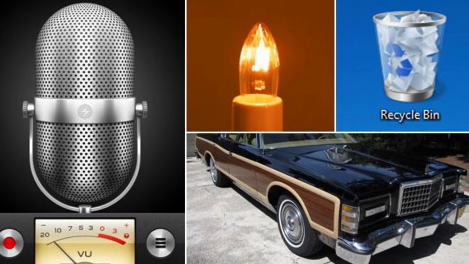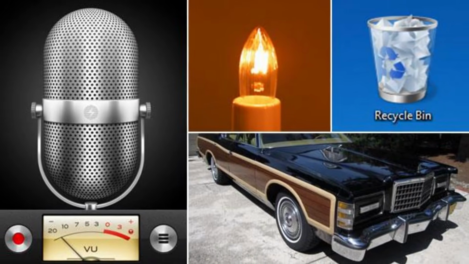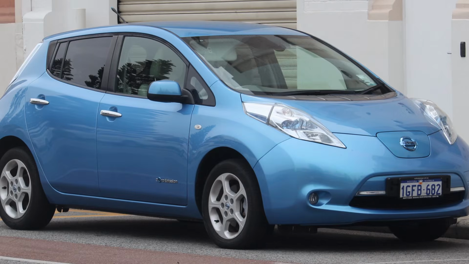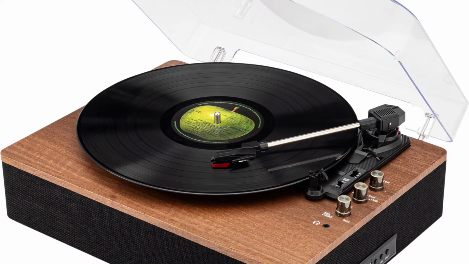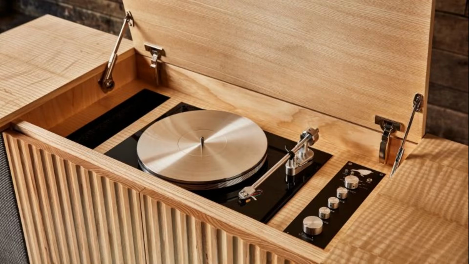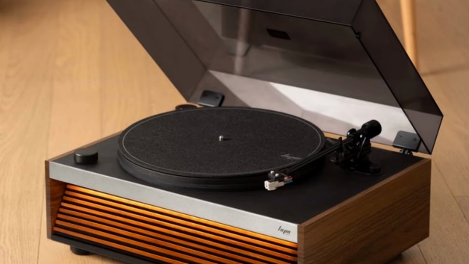Skeuomorphism has always been around. It exists in the physical world. Early electric cars like the Nissan Leaf featured gear shifters, designed to resemble traditional automatic transmission levers, despite the fact that electric vehicles don't require conventional gears. Modern vinyl record players often retain the aesthetic of 1970s turntables, complete with wood paneling and analog knobs, despite incorporating digital components like Bluetooth.